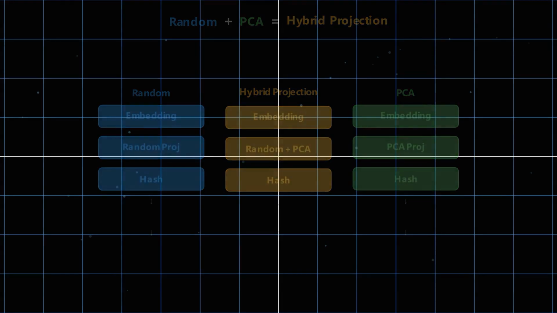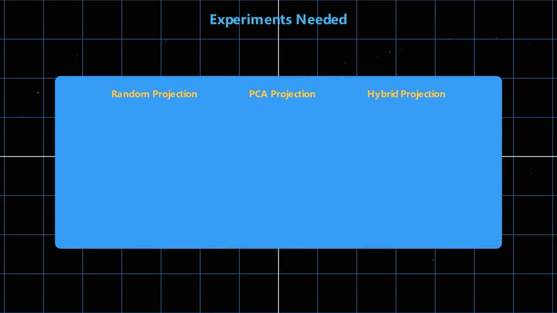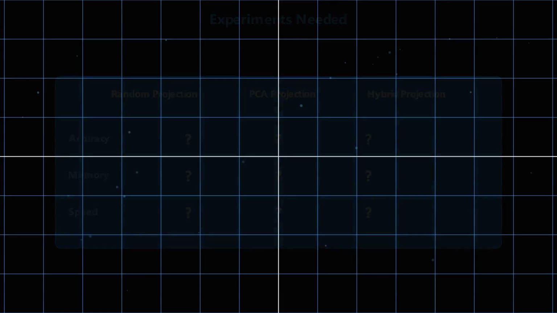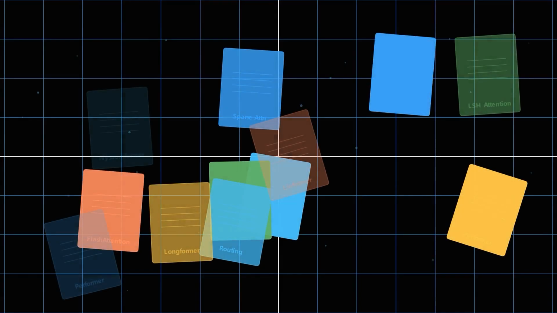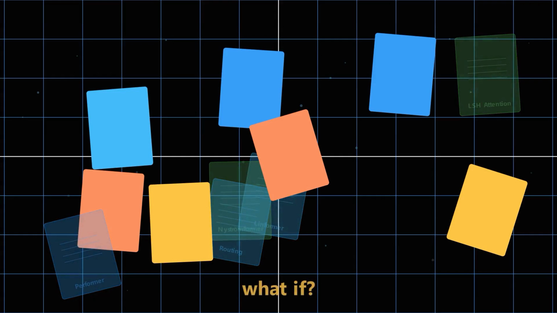Would this improve accuracy? Would it reduce memory? Would training become slower? Right now, nobody knows. These questions can only be answered through careful experiments. This is exactly how AI research moves forward. Every paper inspires new questions. Some ideas fail, others change the entire field. Progress happens because researchers keep asking, what if?